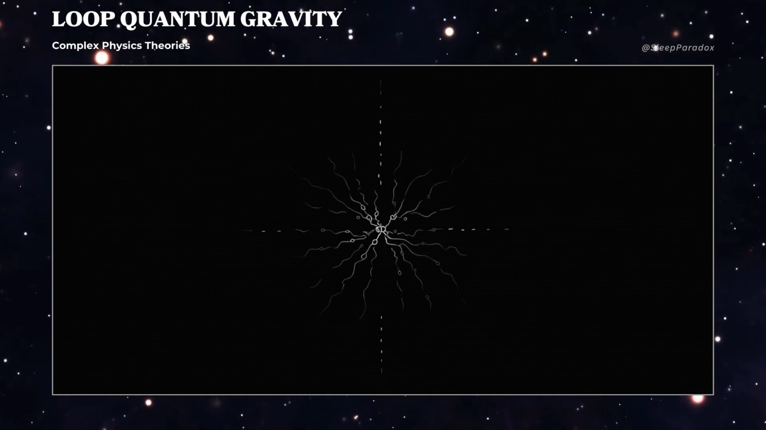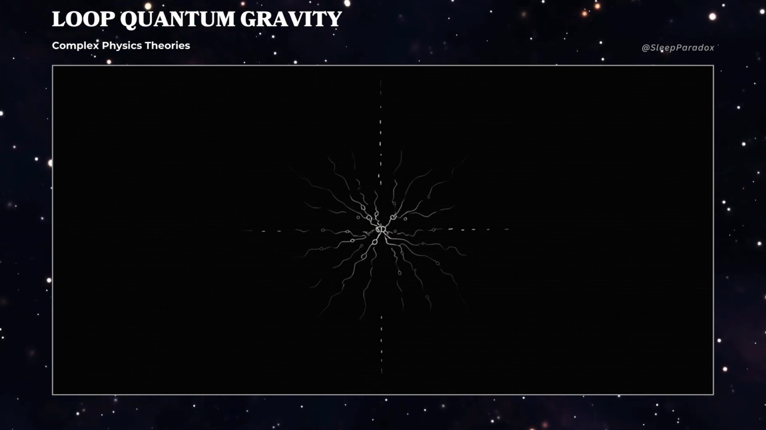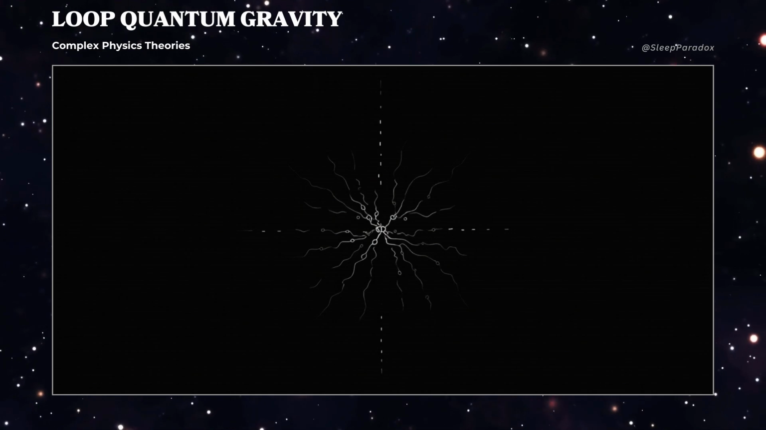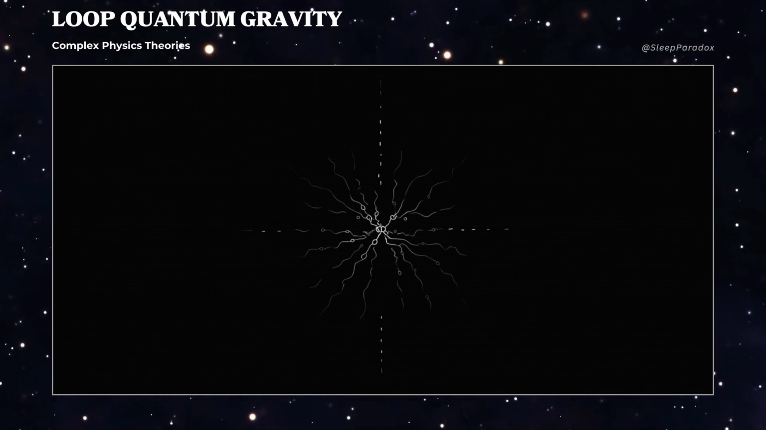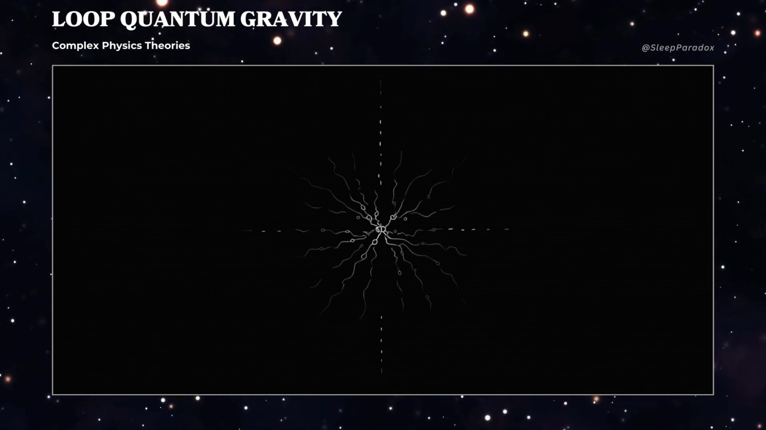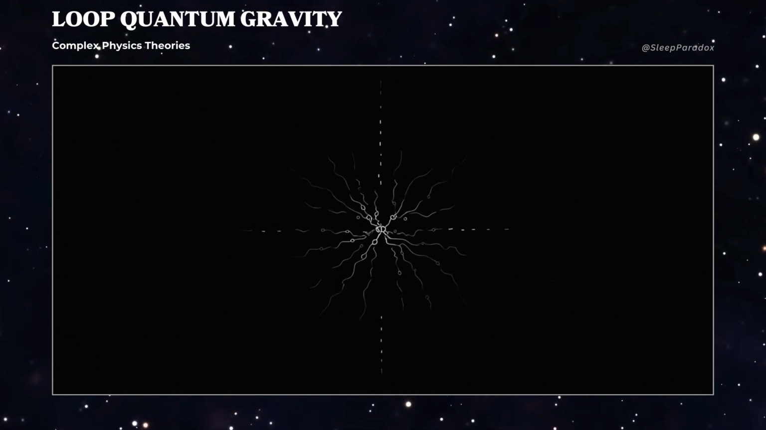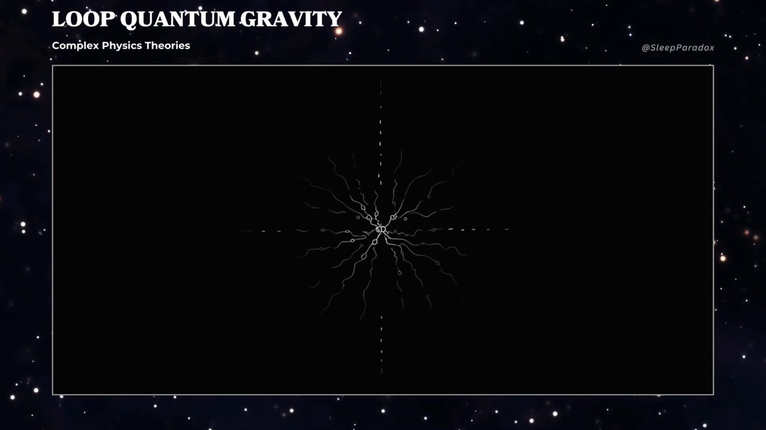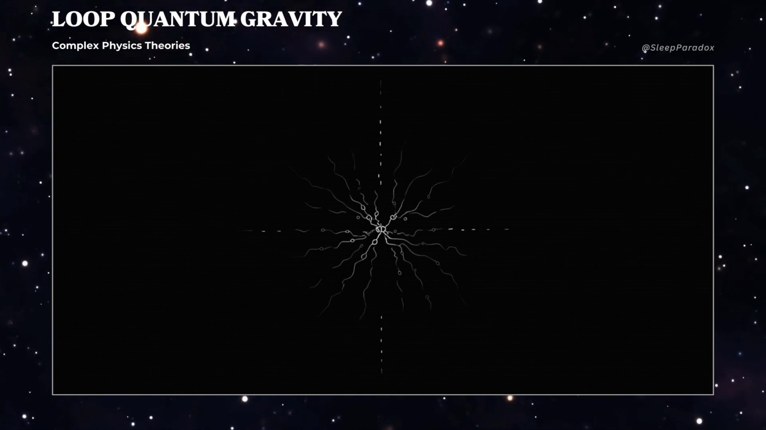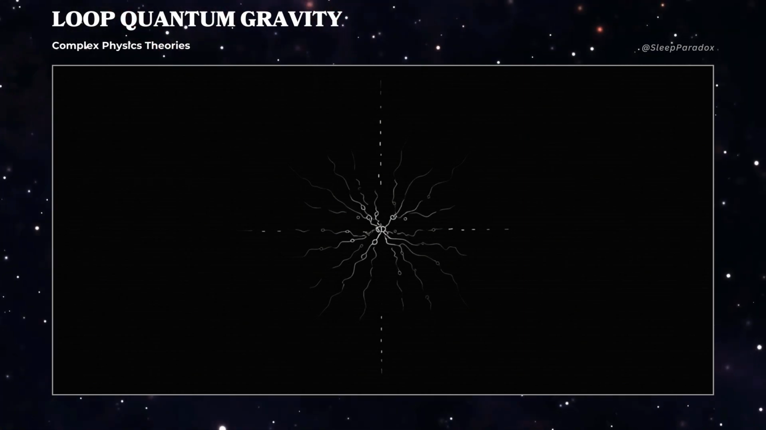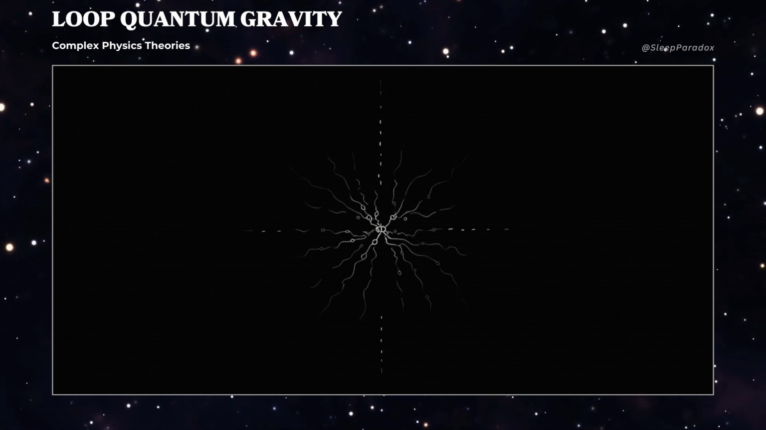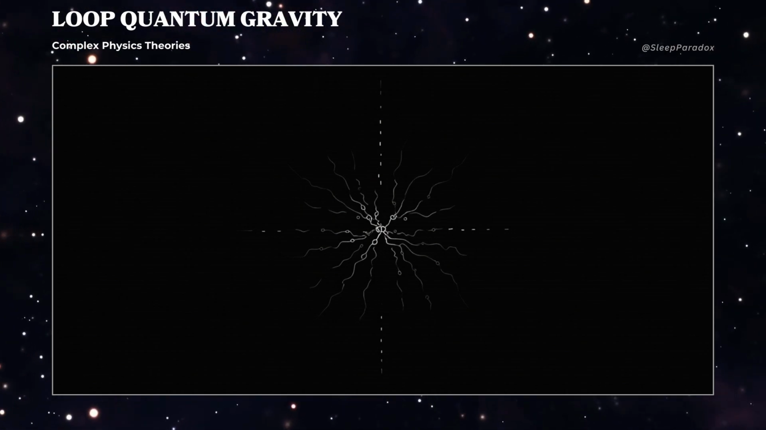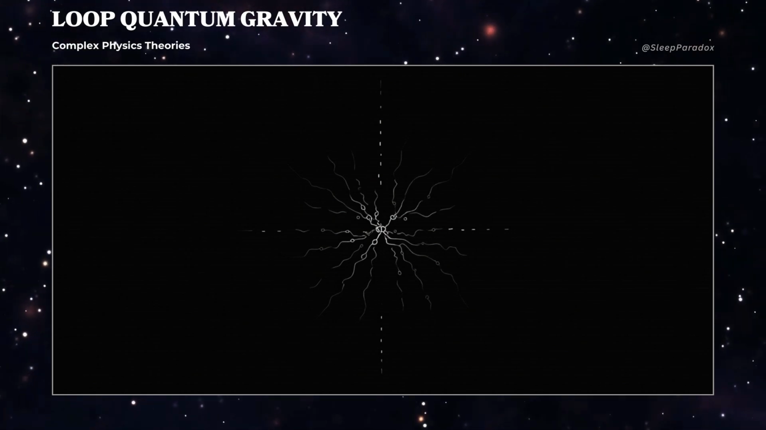Loop quantum gravity, often shortened to LQG, is one of the main approaches to solving this problem. Unlike string theory, which introduces extra dimensions and new types of particles, loop quantum gravity sticks more closely to the familiar structure of space and time. Its central idea is that space itself is not continuous. Instead, it is made up of tiny discrete chunks, like the pixels on a screen, but even smaller and more fundamental. According to this theory, space is composed of loops.